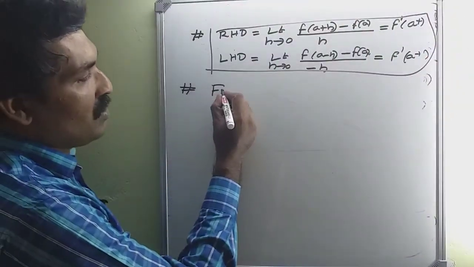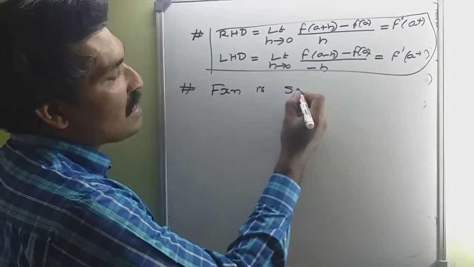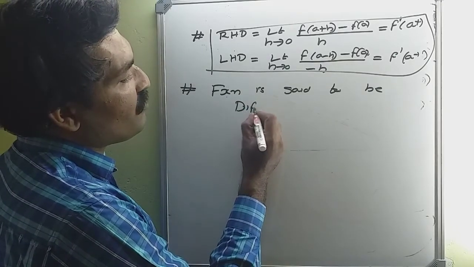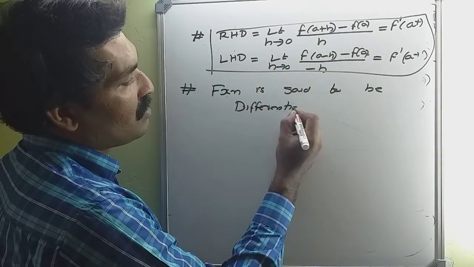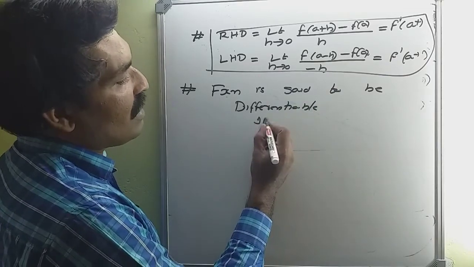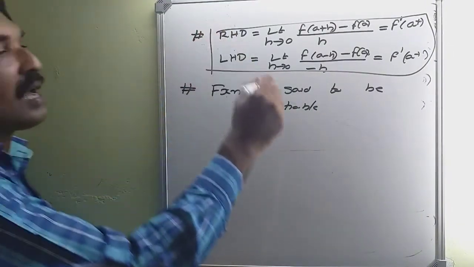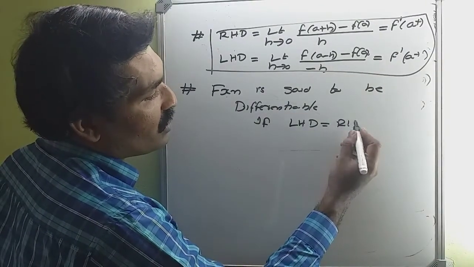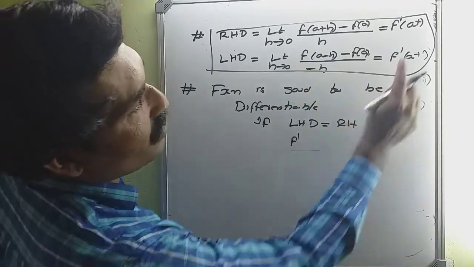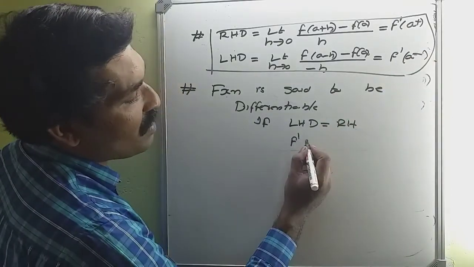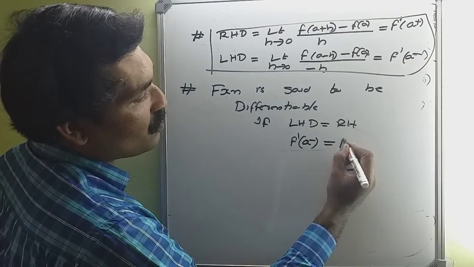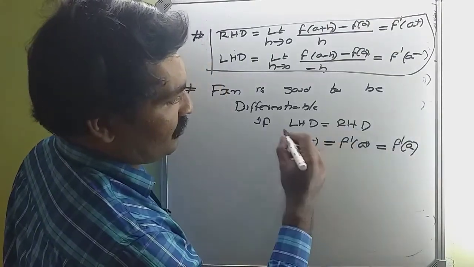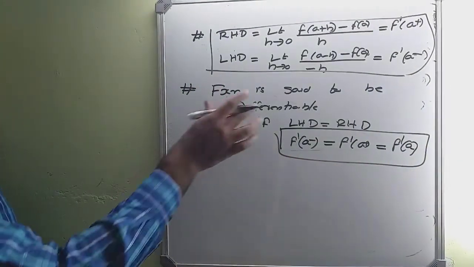Then a function is said to be differentiable if the left hand derivative is equal to the right hand derivative, if LHD is equal to RHD, or f dash a minus is equal to f dash a plus. Then the function is differentiable.